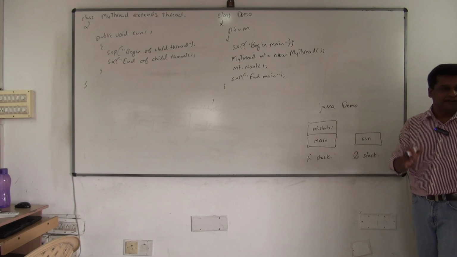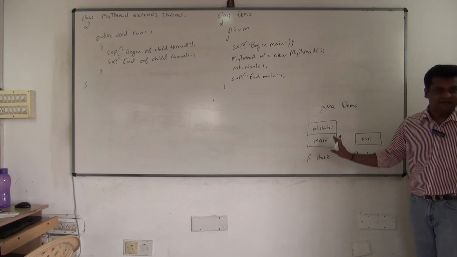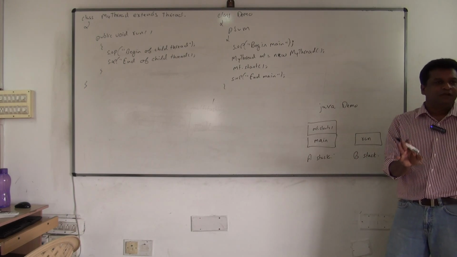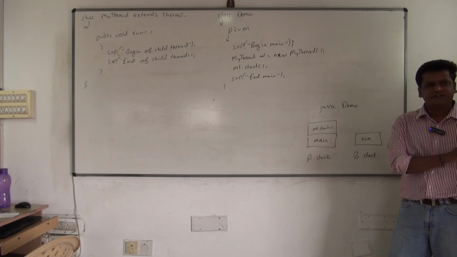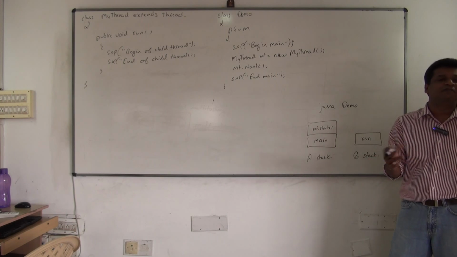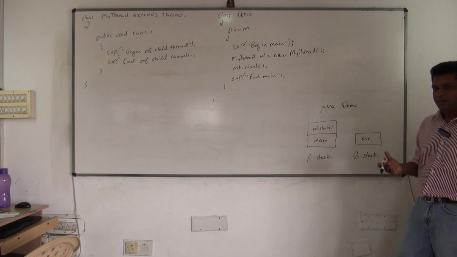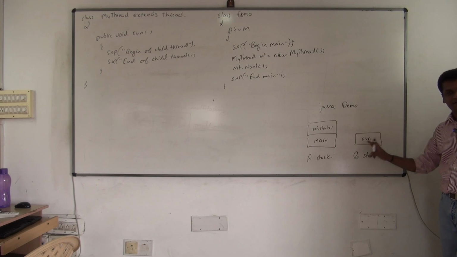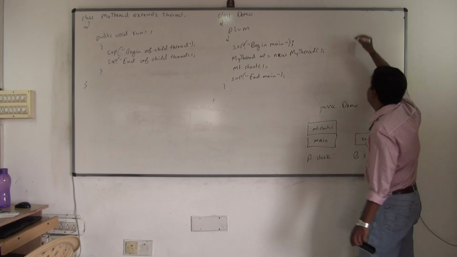So whenever you create a thread, either by extending class Thread or by implementing the Runnable interface, the story is the same. Functionality wise, there is no difference. The difference only comes in design. We'll see that later. But as soon as you create a thread, in either case, one separate stack gets created like this. Understood? So once it is created, now let's come to this one.